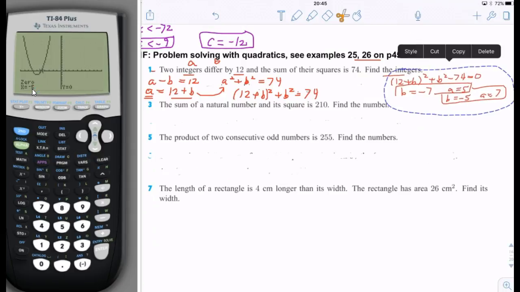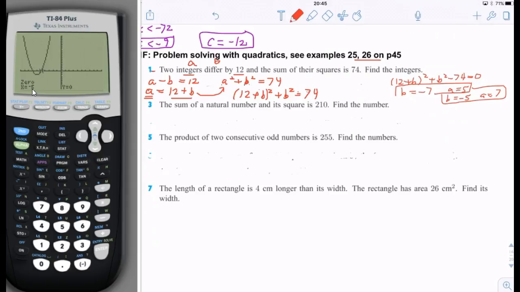And now let's move on. So number 3. The sum of a natural number and its square is 210. Find the number. Okay, so we got a number. A natural number just means it's basically a whole number that's positive. So the sum of a natural number and its square, so a and a squared, is 210. What's the number? Okay, so you can see that this is going to turn into a quadratic too.